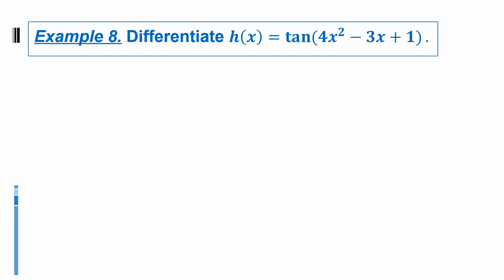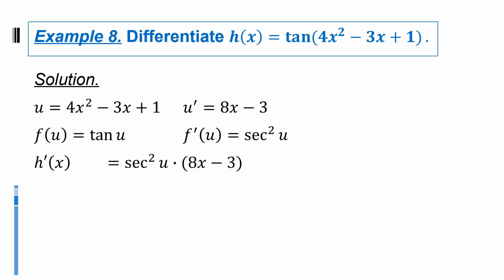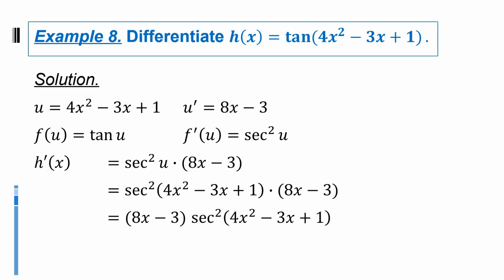Differentiate h of x equals tan of 4x squared minus 3x plus 1. So our u here is 4x squared minus 3x plus 1 with a derivative of 8x minus 3. And f of u is equal to tan u with a derivative of secant squared u. So h prime of x now is equal to secant squared u times 8x minus 3. Or pag pinalitan yung u, we have secant squared of 4x squared minus 3x plus 1 times 8x minus 3. Or that is 8x minus 3 secant squared of 4x squared minus 3x plus 1.